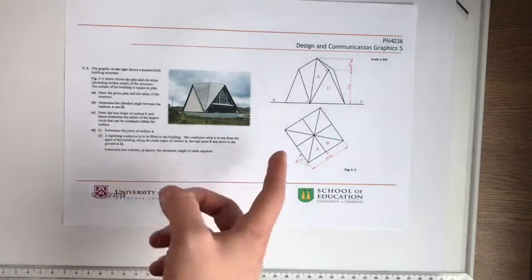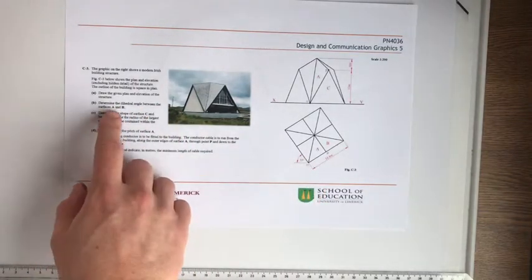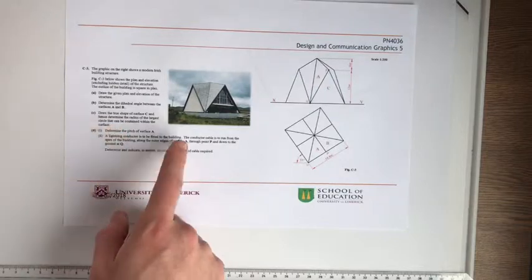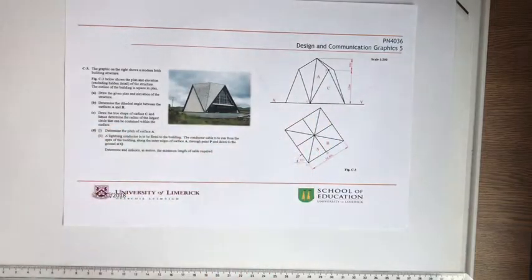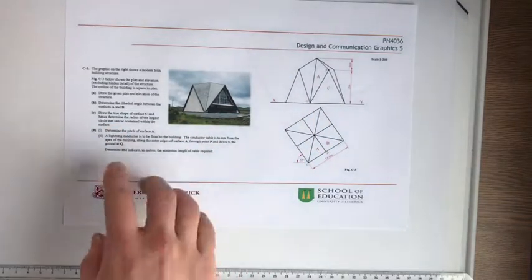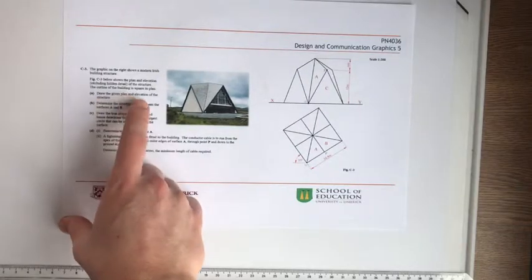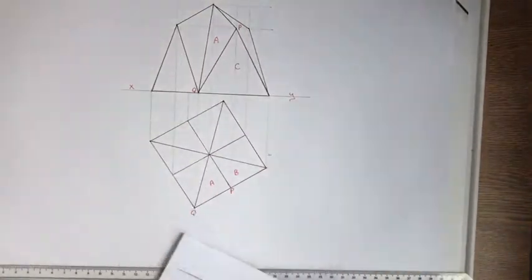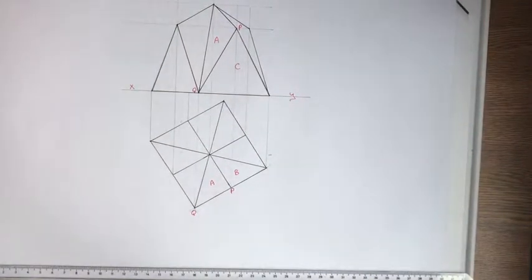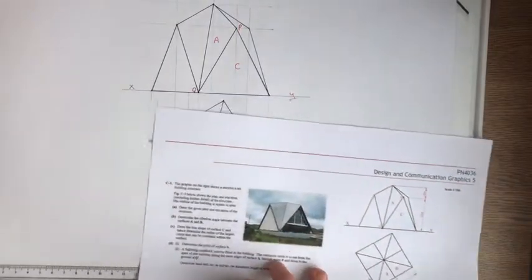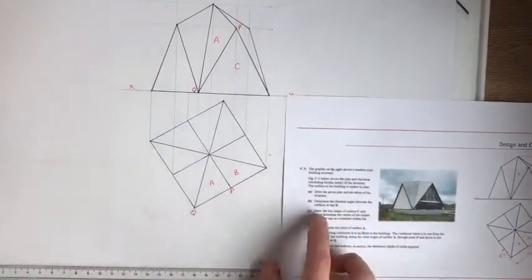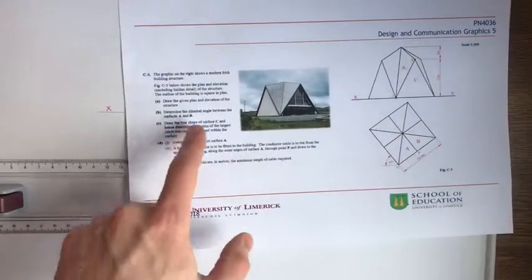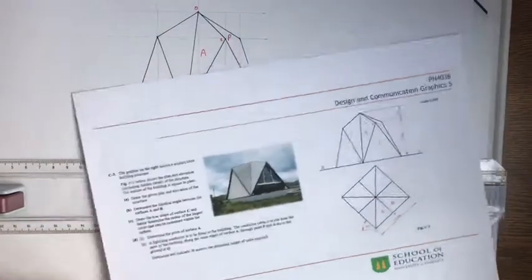This question here. So what we're going to do is find the dihedral angle and also the different surfaces of the roof geometry. Part A says draw the given plan and elevation of the structure. I've done that already, as you can see, and I've labelled my points. The next step, part B, asks us to determine the dihedral angle between the surfaces A and B.